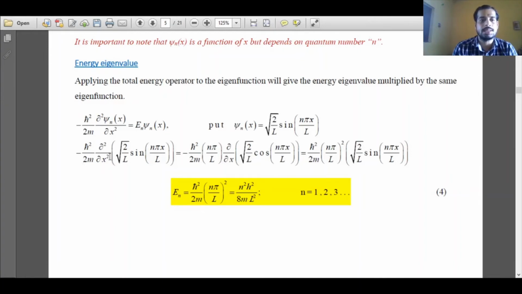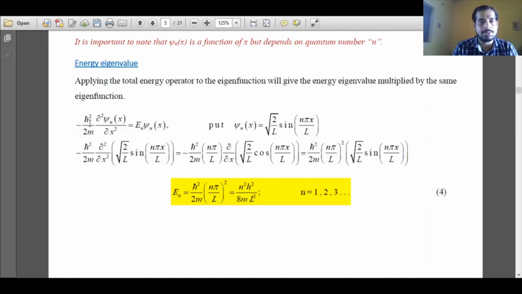If I do that, I have to take a double derivative with respect to x. If I take the double derivative of this sine function, first I will get a cos function, then if I take another derivative, I'll get a sine function. I am getting back the same starting wave function on the RHS. So the constant associated with the wave function will be my energy, because I am using the energy operator.